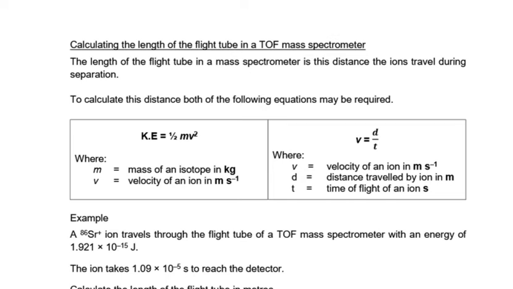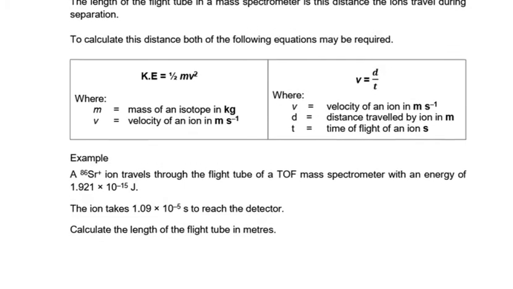So we're going to move on to the next two types of calculations that we might need to do in time of flight. We're going to calculate the length and then the time of flight. So the length is the distance in that separation region that the ions travel while they're being separated by their mass. We need to remind ourselves that kinetic energy is a half mv squared, but the v part is where we're going to get the length, the distance, from: velocity is distance divided by time.